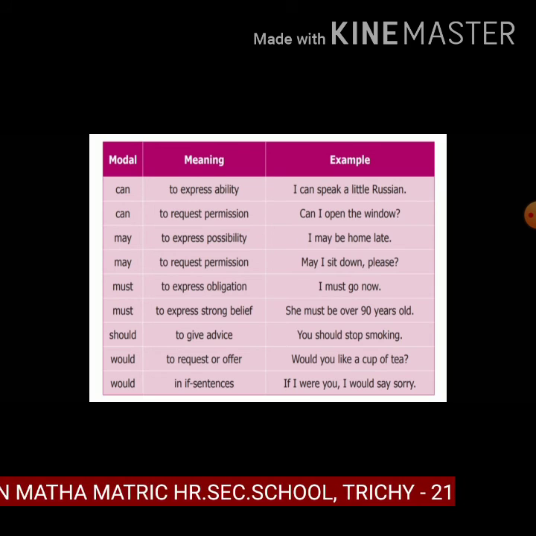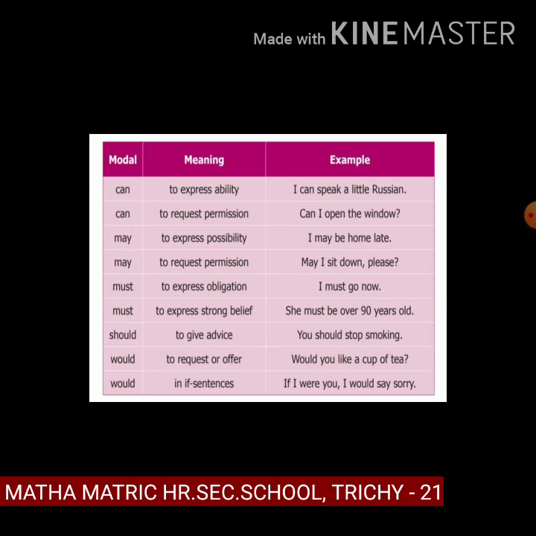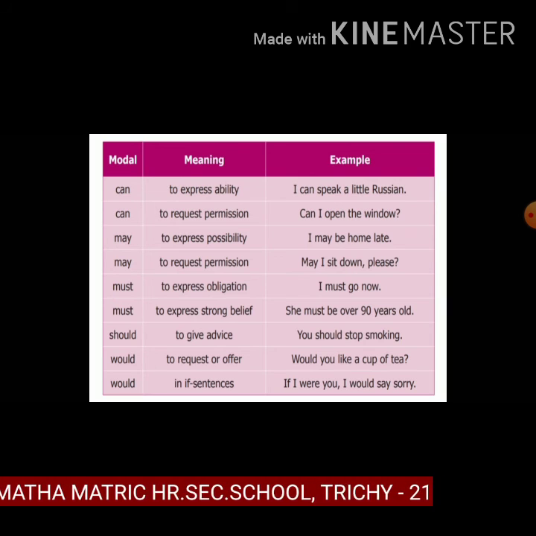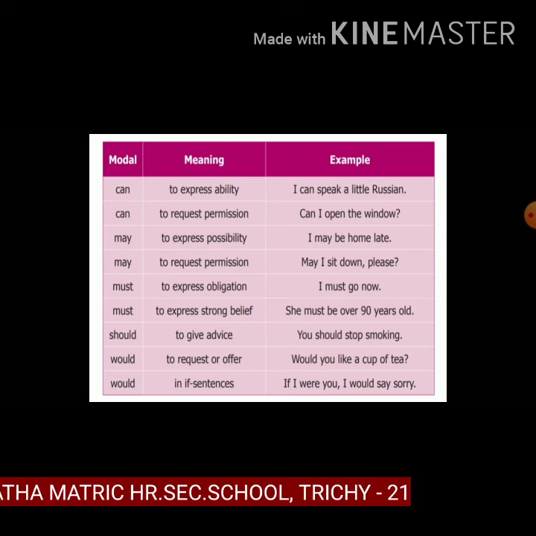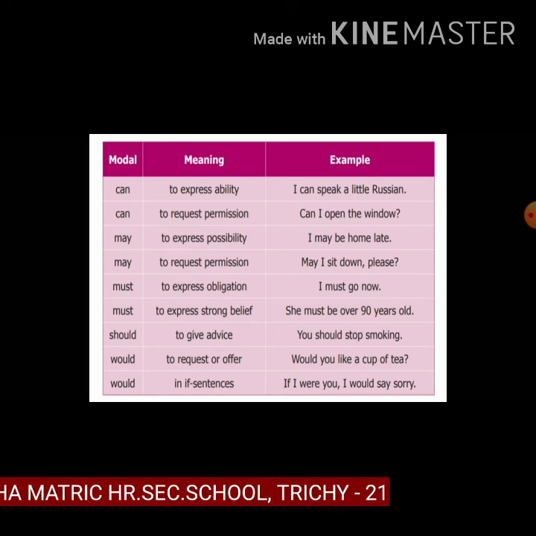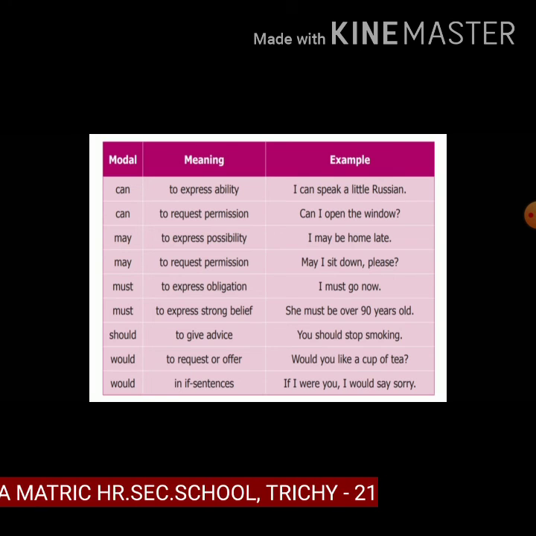Would, how will you use it? To request or offer. Would you like a cup of tea? Just a request. Would you like to eat an apple? Just request or offer.